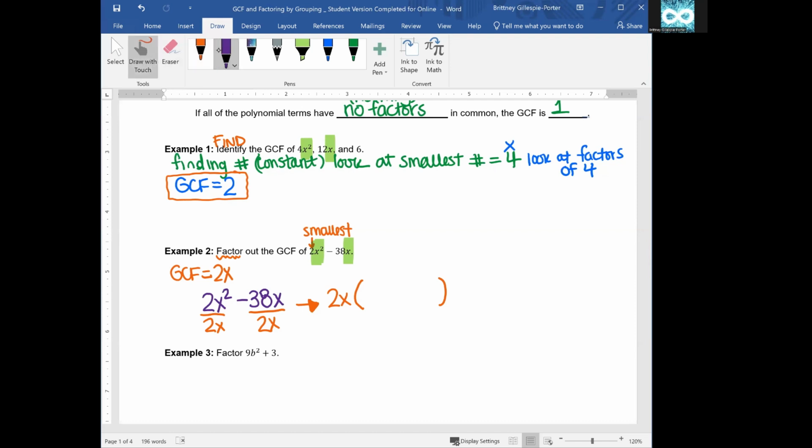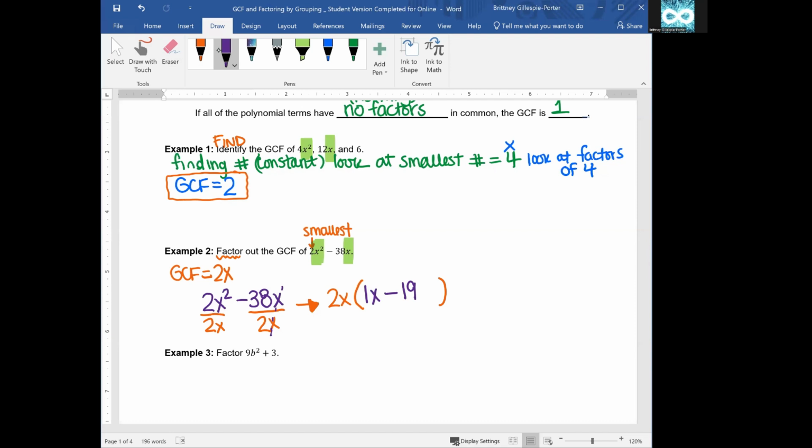2 divided by 2 gets us 1. X squared over x gets us x to the first. Carry my minus. 38 divided by 2 gets us 19, and x over x cancels out.